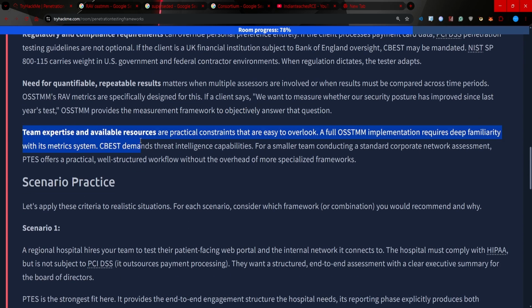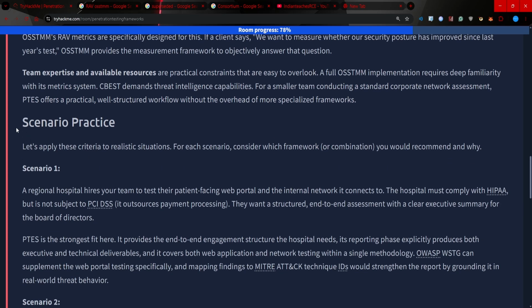Team expertise and available resources are practical constraints that are easy to overlook. A full OSSTMM implementation requires deep familiarity with its metric system. CBEST demands threat intelligence capabilities. For a smaller team conducting a standard corporate network assessment, PTES offers a practical, well-structured workflow without the overhead of a more specialized framework. Scenario practice.